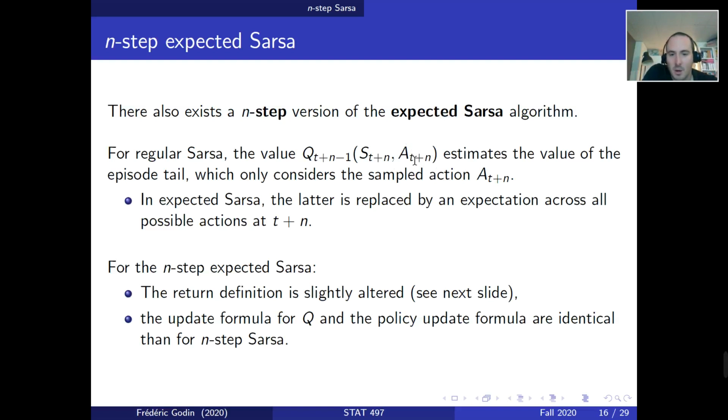As we're going to see, the expected sarsa is pretty similar to the n-step sarsa. So the n-step expected sarsa is pretty similar to n-step sarsa, except that in the target definition, the bootstrapping term is slightly altered, as we're going to see in the next slide. But for the update rule, it still remains the same.